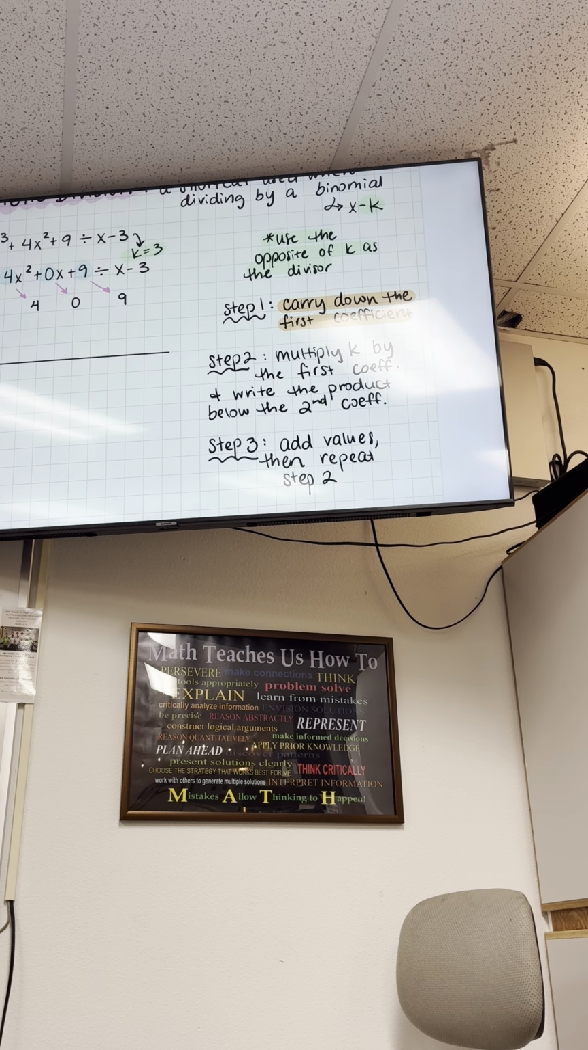Step 2 then tells us to multiply k by that first coefficient and write the product of those two numbers below the second coefficient. So here's what that means. We're going to take 3, multiply it by -1. So what's that product? -3, and it's going to go right here. So we are multiplying 3 times -1, which is -3, and now it gets written there. So I'm going to try to color code these things. I don't know if that's going to help you.